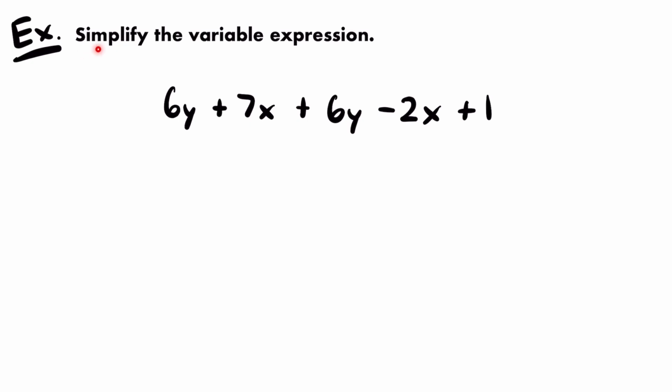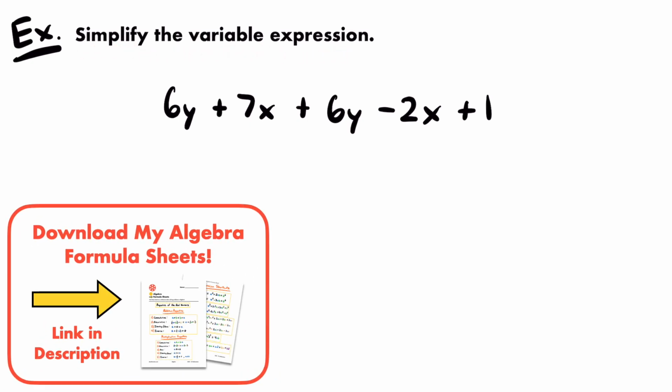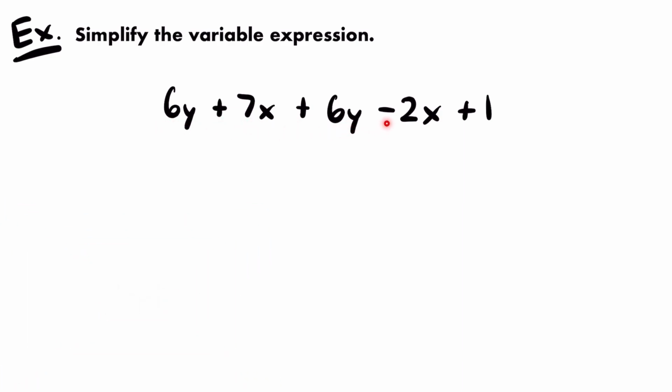Here we once again want to simplify the variable expression, except our variable expression this time has a lot more terms to work with. We have 6y plus 7x plus 6y minus 2x plus 1. And so what we want to be looking for here are any pairs or any sets of like terms. You want to be looking at the variable parts of the terms in your variable expression and see if there are any that match up.